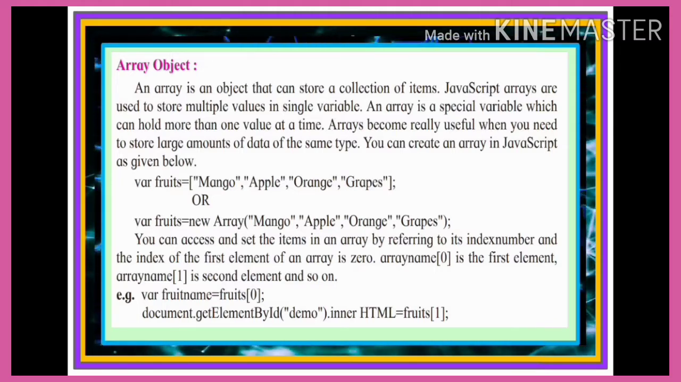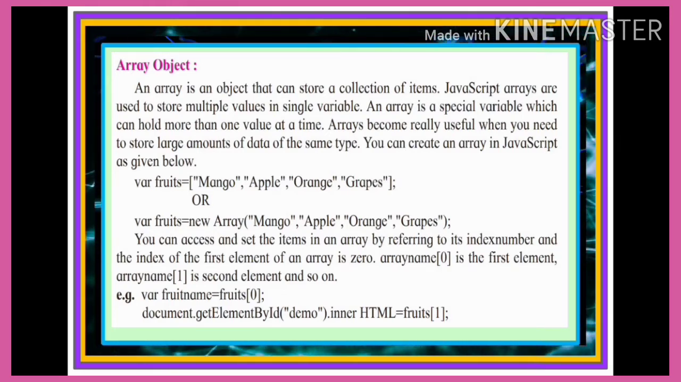You can create an array in JavaScript as given below. For example, var fruits equal to bracket, mention the elements in double quotes, for example mango, apple, orange, grapes. So here there are 4 elements in the fruits array. Or you can define var fruits equal to new Array, open parenthesis, mention the elements in double quotes, for example mango, apple, orange and grapes. So these are the 2 methods you can create an array in JavaScript.